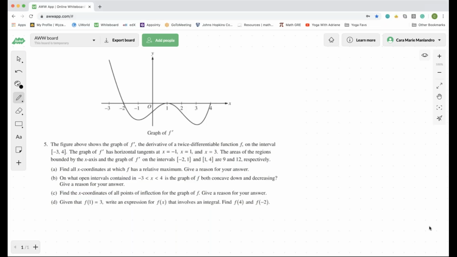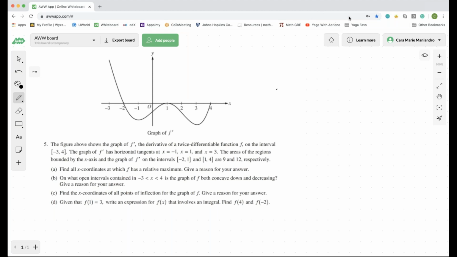Okay, so the figure above shows the graph of f prime, the derivative of a twice differentiable function f. On this interval from -3 to 4, the graph has horizontal tangents at -1, 1, and 3. The areas of the regions bounded by the x-axis on the intervals are 9 and 12. So they're giving us the area in between the graph and the x-axis.